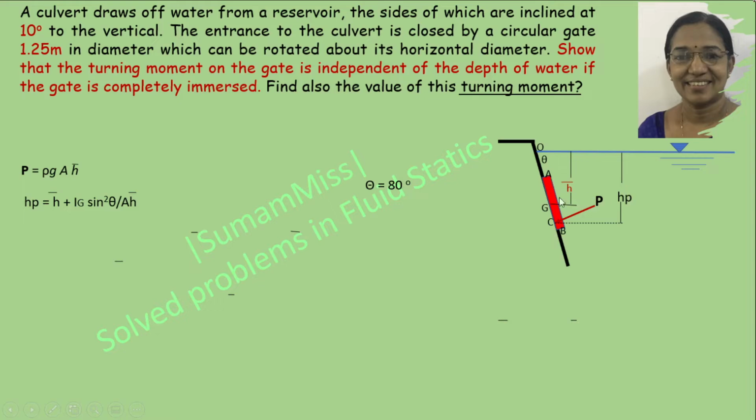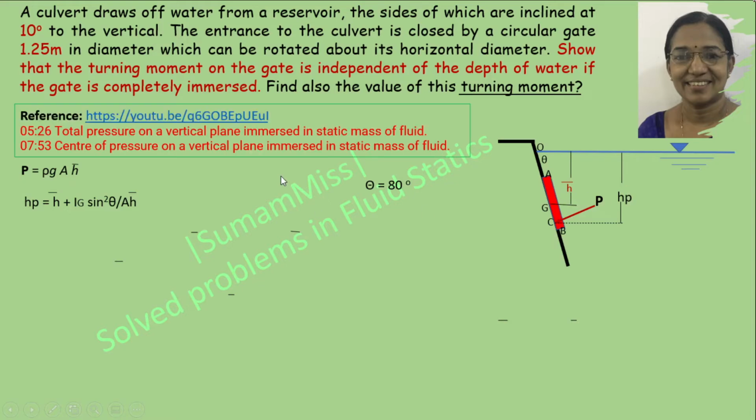The calculation of the total pressure and the center of pressure is well discussed in this video, so if you want more details, you can refer to it. Now we have to prove that the turning moment on the gate is independent of the depth of water if the gate is completely immersed. So how will you calculate the turning moment? Turning moment equals this resultant hydrostatic force multiplied by GC. So how will you find GC? GC equals CO minus GO. How will you calculate CO? C is the position of the center of pressure, which is at a distance of hp from the free surface, and theta equals 80 degrees.